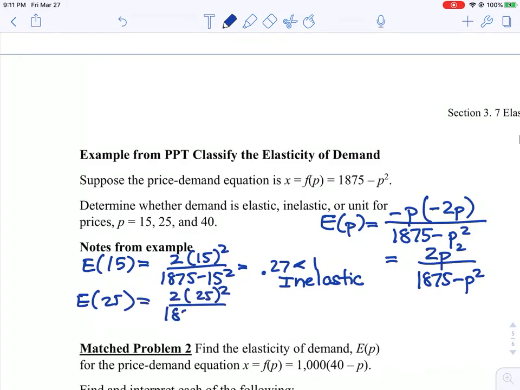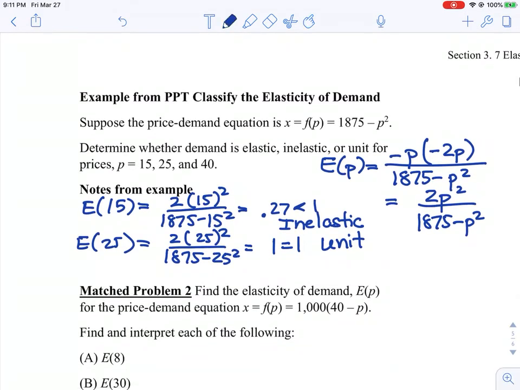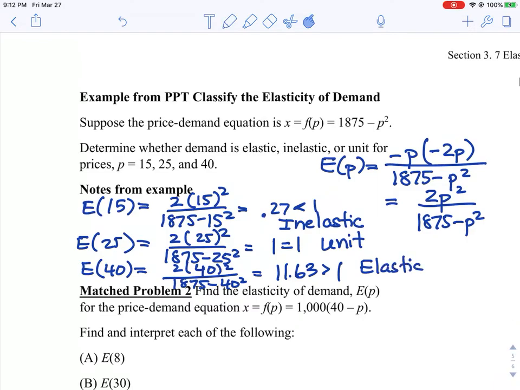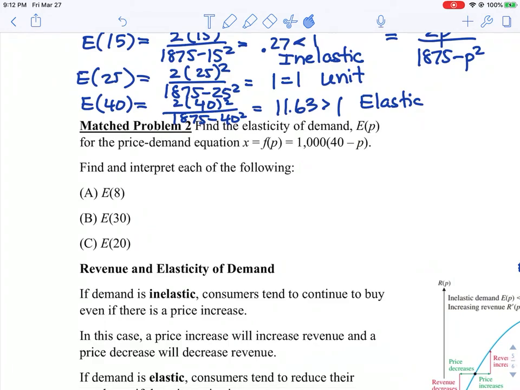E at 25 will equal 1. So this is called unit. And E at 40 equals 11.63, which is greater than 1. And this is elastic. So you try Match Problem number 2.